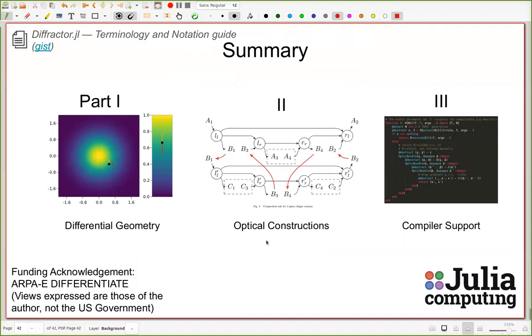But this is basically the summary of the three parts that come together to allow us to come up with a system that meets all of these requirements and has some very strong fundamentals. So we have our differential geometry, which defines the notions of tangent vectors and cotangent vectors. We have our optical constructions that showed us, if I want to compose functions, what does that imply for compositions of these cotangent vectors? And then we have a new language feature that implements language support adapted to these optical constructions that allows us to make it really fast.